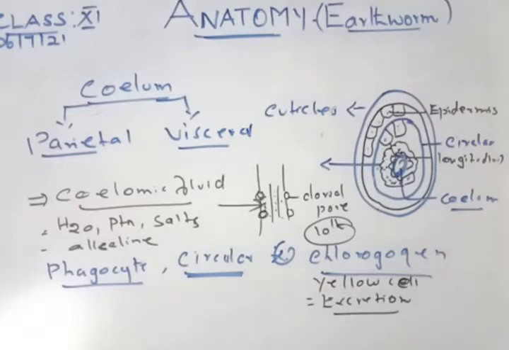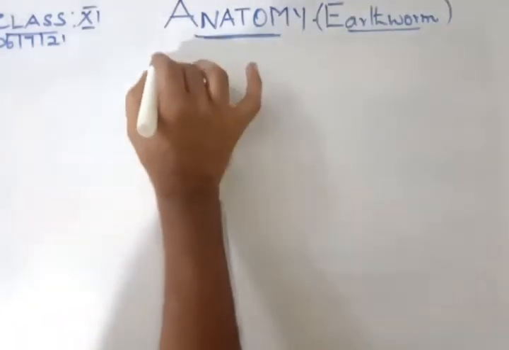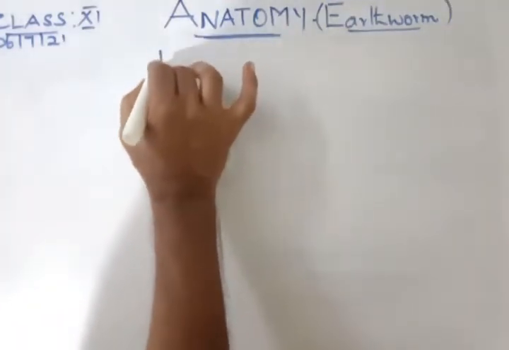Now we will talk about the detailed study of the digestive system of the earthworm. In today's class we will discuss two important organ systems: the digestive system and the respiratory system. The next we will do in tomorrow's class. Clear? So we are going to discuss the digestive system of the earthworm.